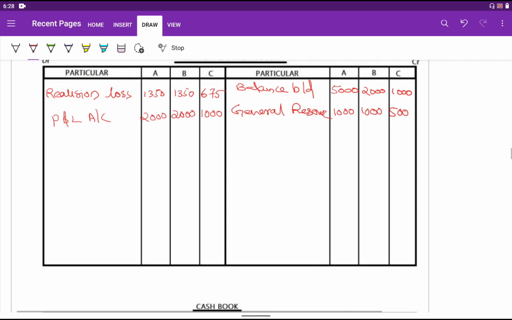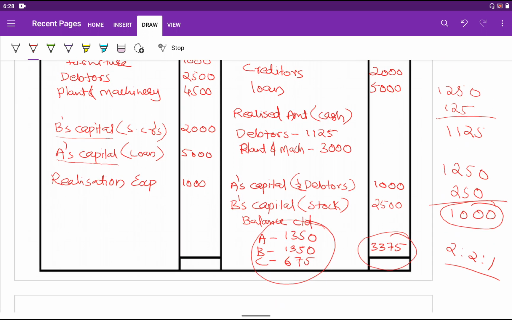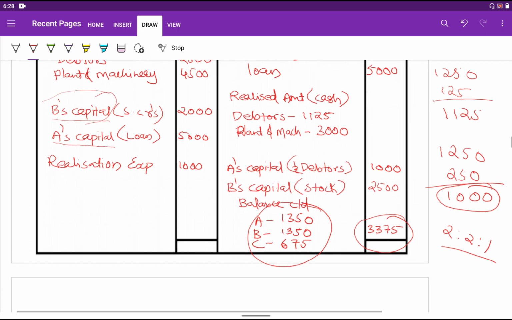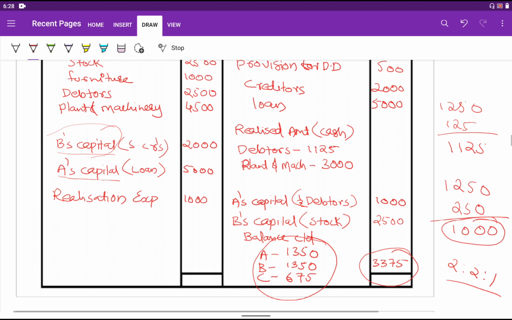Now, I told you, if anything is settled or taken by a partner, we write it in their capital account, right? So whatever came in their name, that also will be transferred. What is the logic behind this? Because if a partner is taking half the debtors, that should be deducted from his capital account. That is the logic. Whatever is coming on the credit side from his settlement, you can write on the debit side of the partner's capital account.